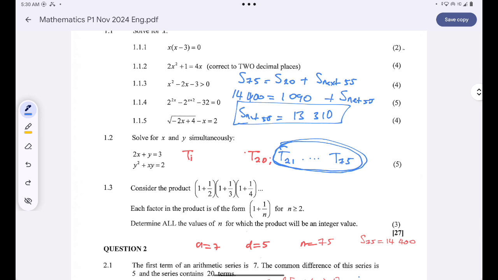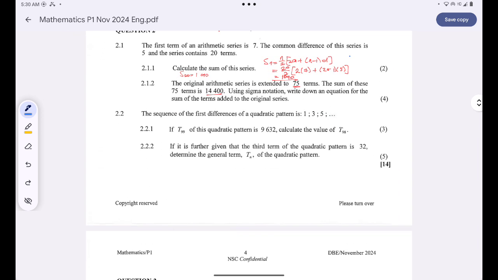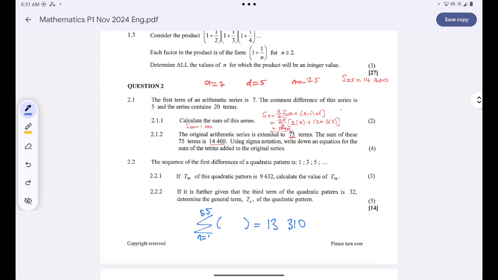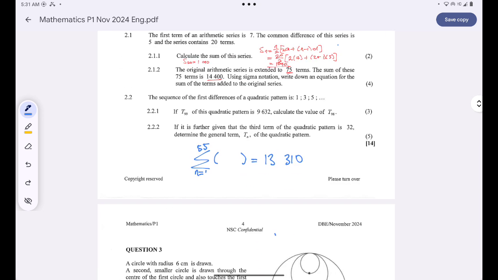Are you together, guys? So all I need to do is to simply express this in sigma notation. So sigma, we always have Tn over there, the general term, and then over here we'll simply have our sum. But I must only represent the terms that were added in sigma notation. I know that their sum is just 13,310, and I know that there are just 55 terms. All I need to find now is the general term for all these terms of an arithmetic sequence. How can I do so?